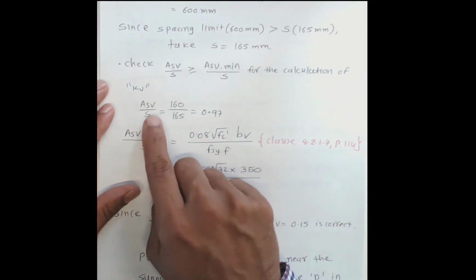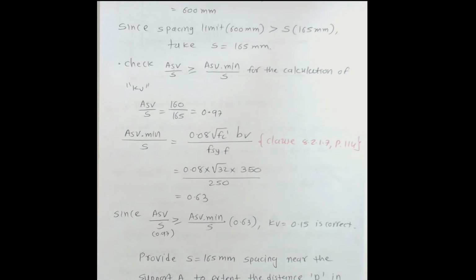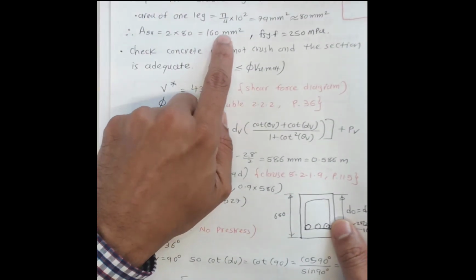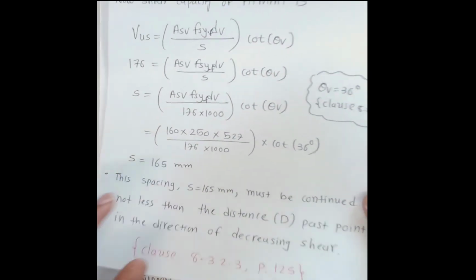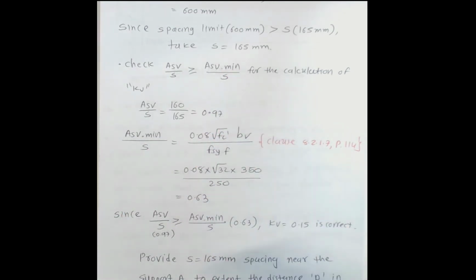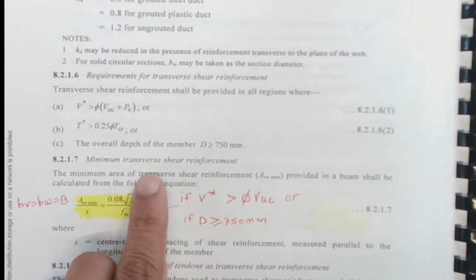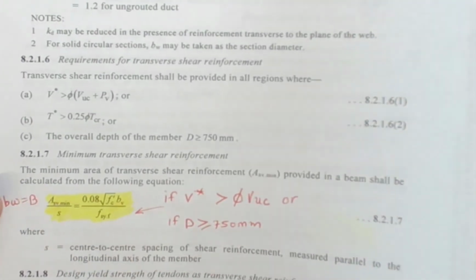So here we can say ASV on S, where ASV is 160. I think at the start we calculated ASV as 160 millimeters, which is the area of fitments, and then we have the spacing of 165 millimeters that we just calculated here. Now we have an equation to calculate ASV min on S. That equation is given in clause 8.2.1.7 on page number 114. It's written here, the minimum transverse shear reinforcement, and we have the ASV minimum equation written here.